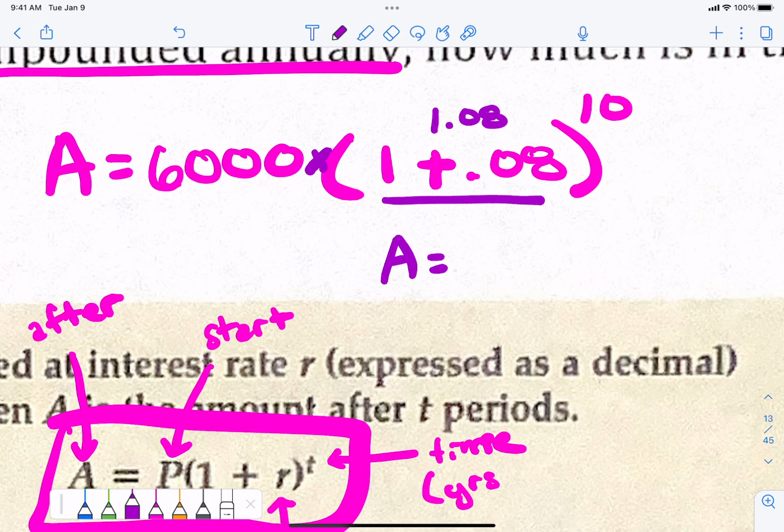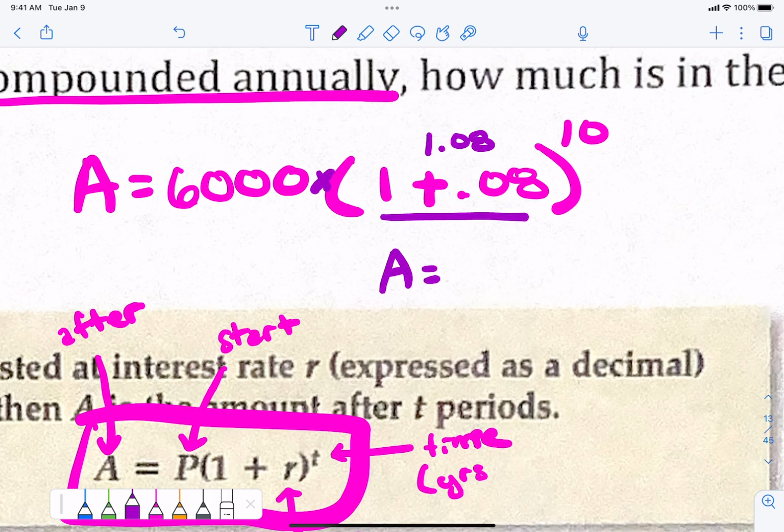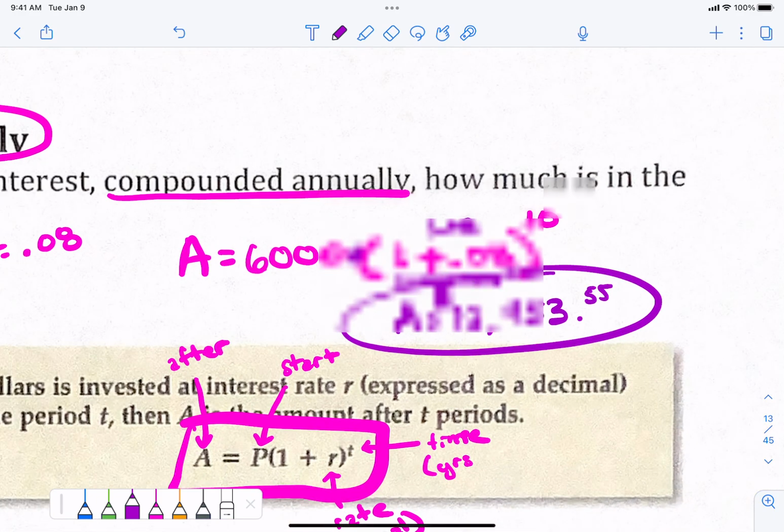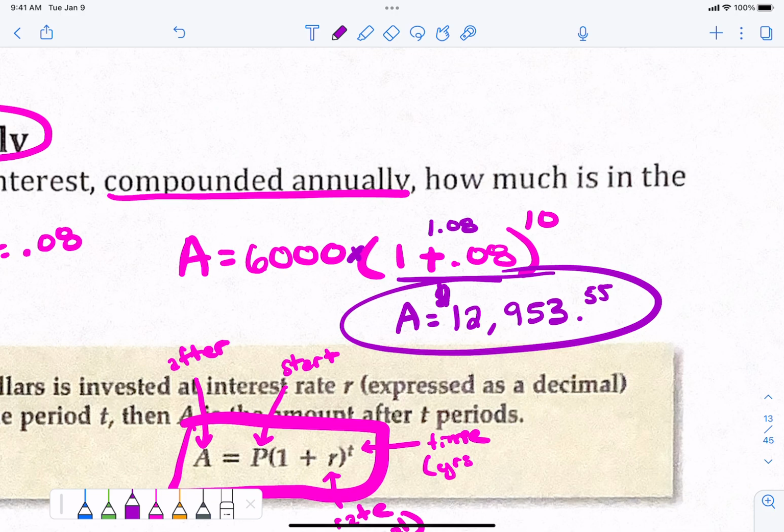What did you get? It might be huge. 10,000 something? 12,953.55. Are we doing money? Yes, so we want to do two decimal places, okay? Okay, so yeah, 8% interest though, that's pretty huge. Like you'll never find an 8% interest rate anywhere. Unless it's on a loan and you're paying that, yeah, right?